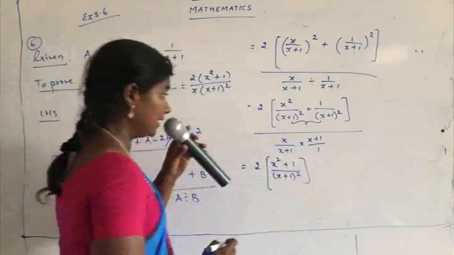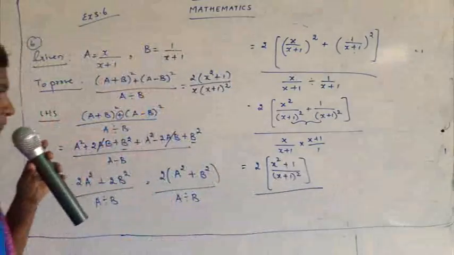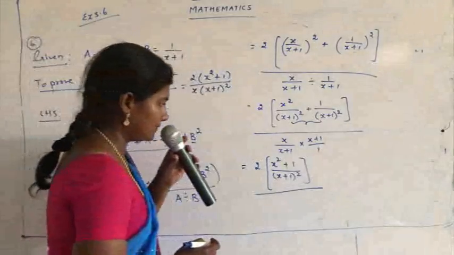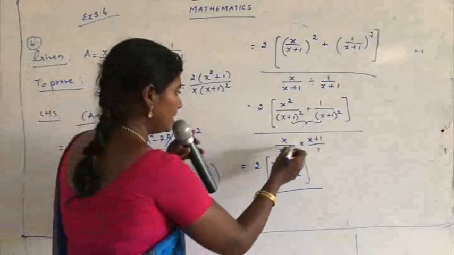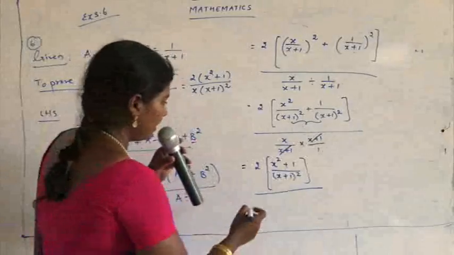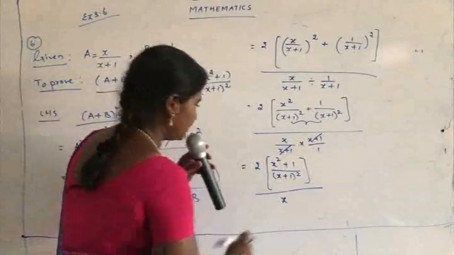This is our numerator part upon. Now just see what happens for the denominator part. It's x upon x plus 1 into x plus 1 upon 1. x plus 1 gets cancelled, and what's left over here? Only x. x is left over here.